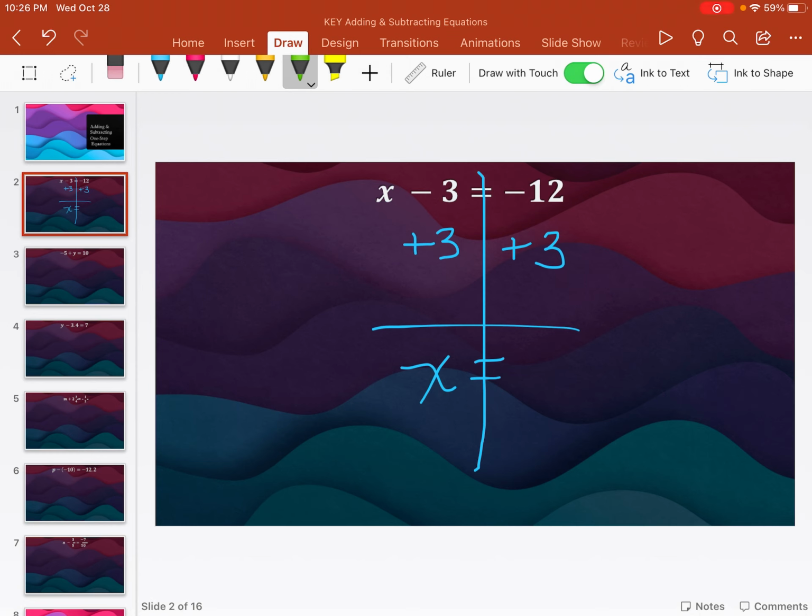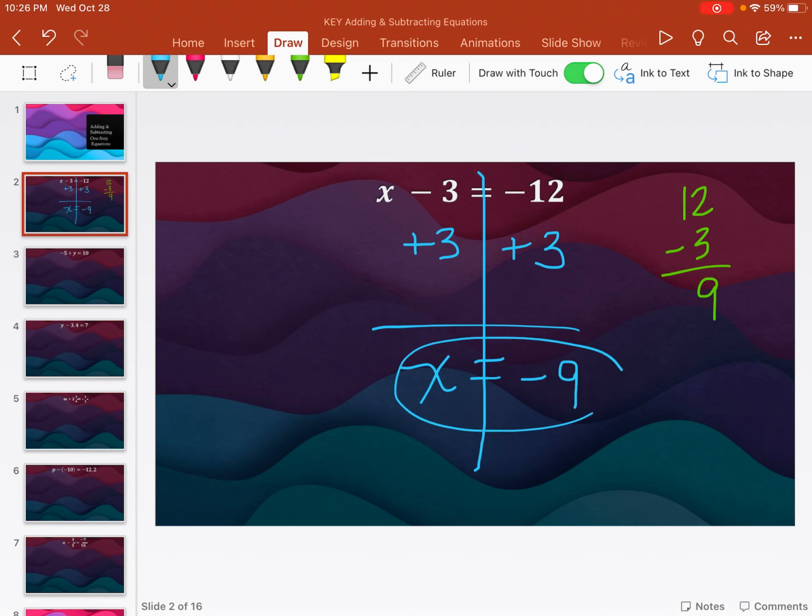So I have a negative 12 plus 3. Different sign, subtract. So I'm really going to do 12 minus 3, which is 9. Keep the sign of the larger number. So the larger number here was the negative 12, so x equals negative 9. And that is our answer.